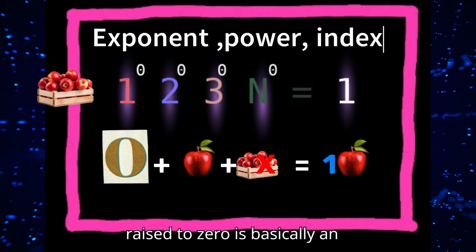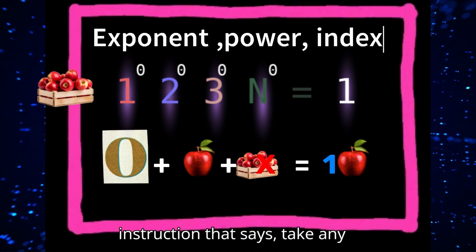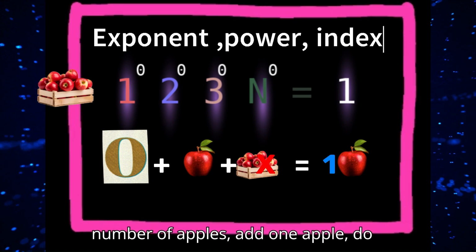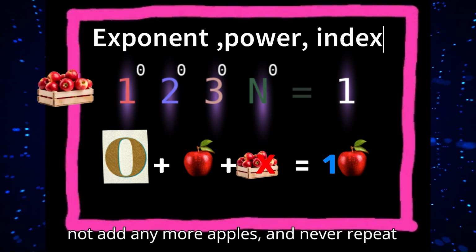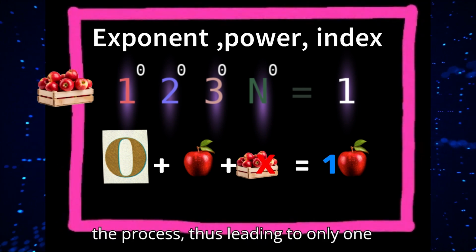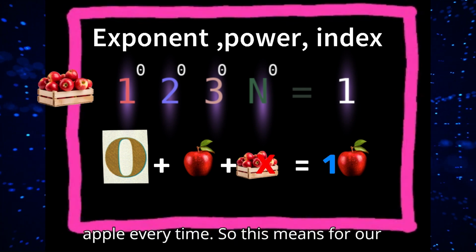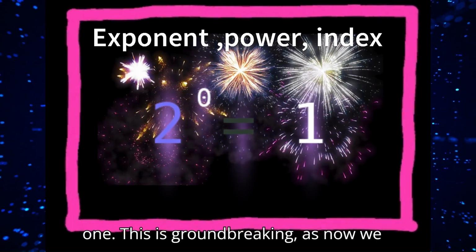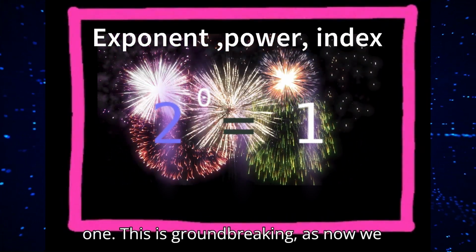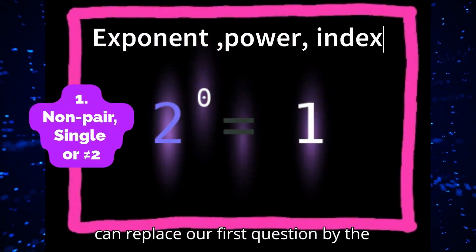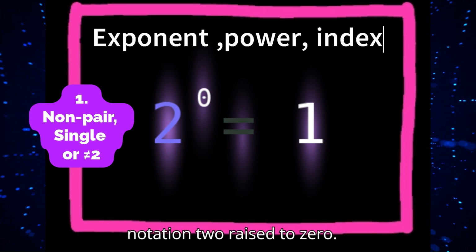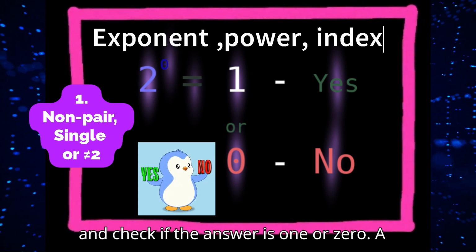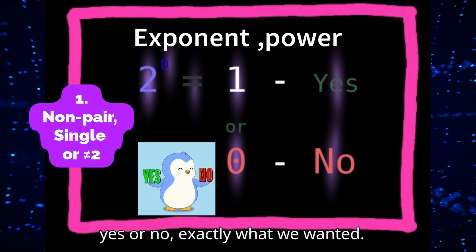Raised to 0 is basically an instruction that says, take any number of apples, add 1 apple, do not add any more apples, and never repeat the process, thus leading to only 1 apple every time. So, this means for our 2 raised to 0 the answer is always 1. This is groundbreaking, as now we can replace our first question by the notation 2 raised to 0, and check if the answer is 1 or 0. A yes or no. Exactly what we wanted.